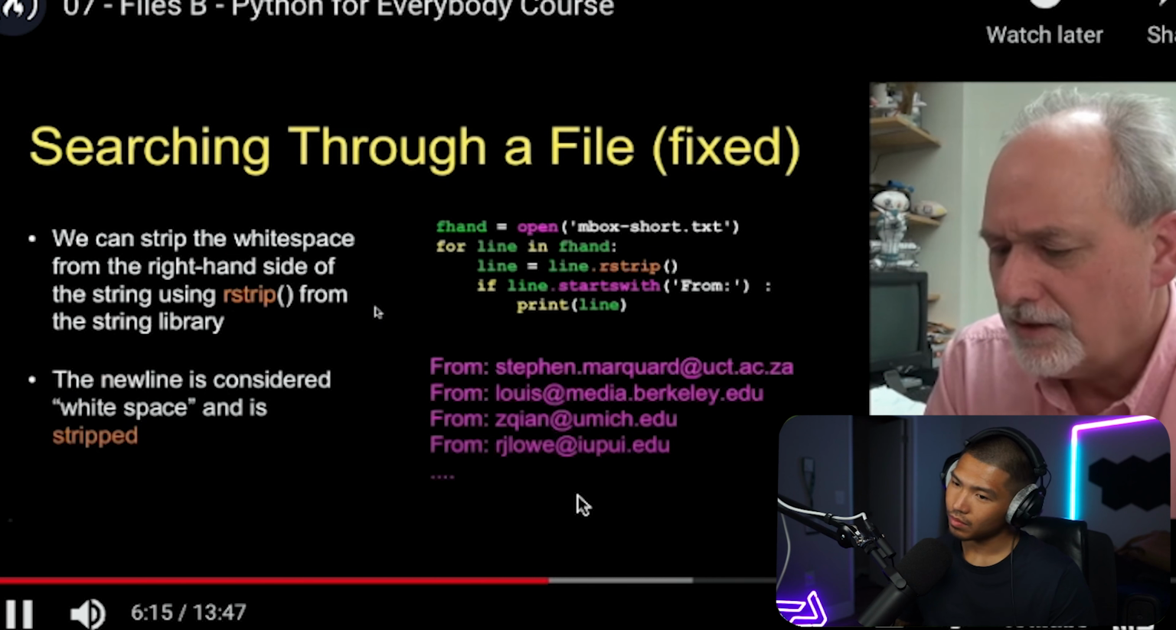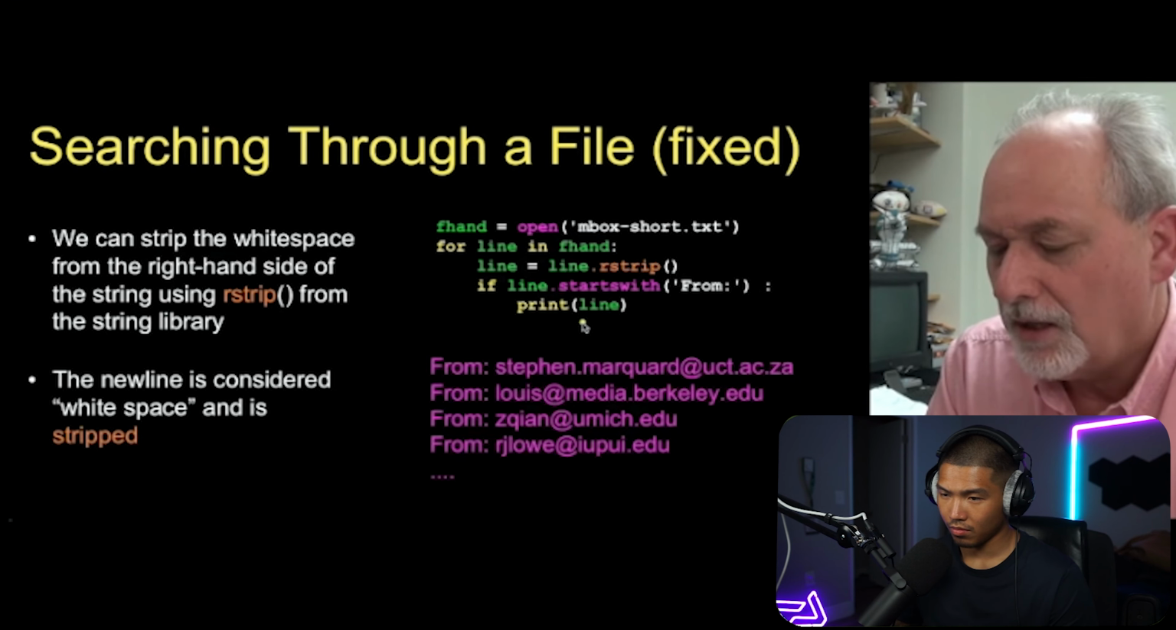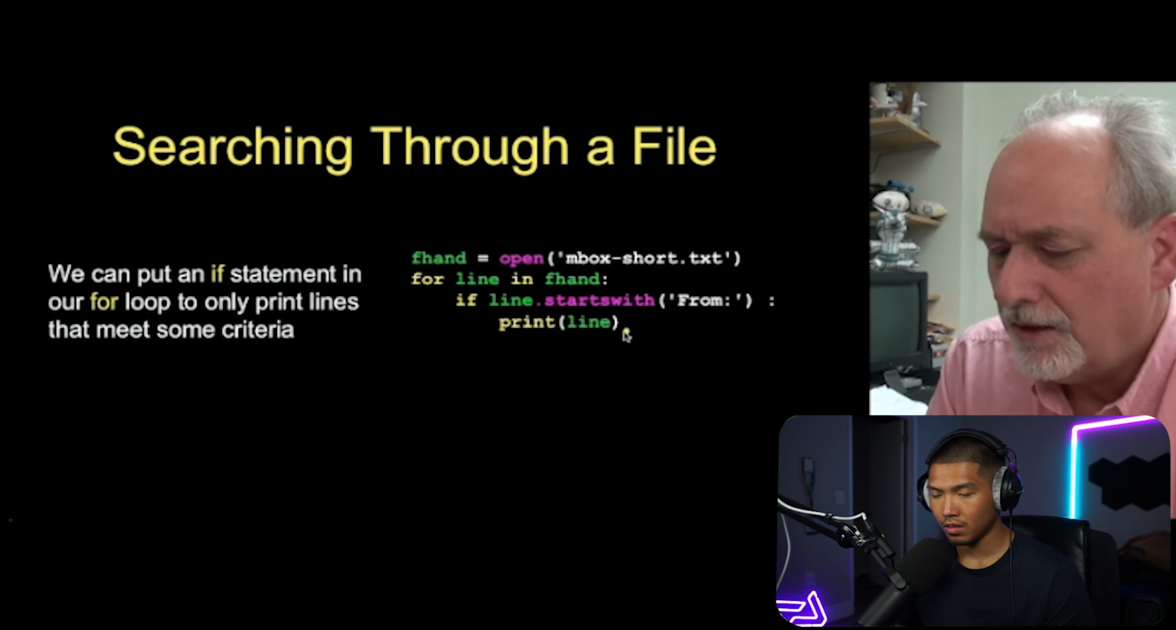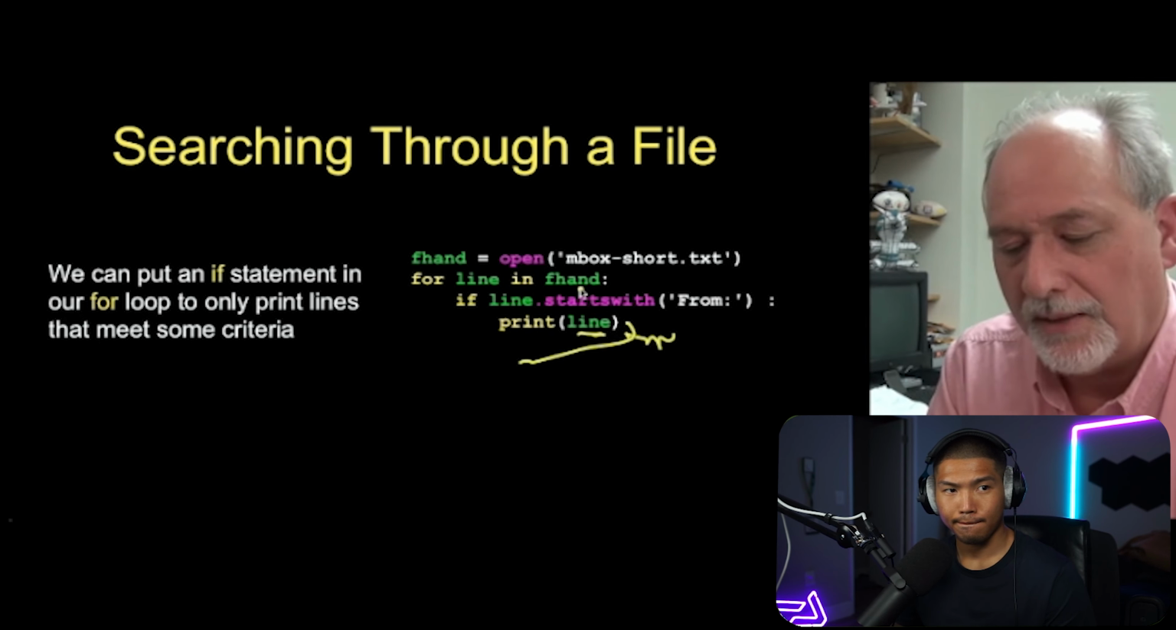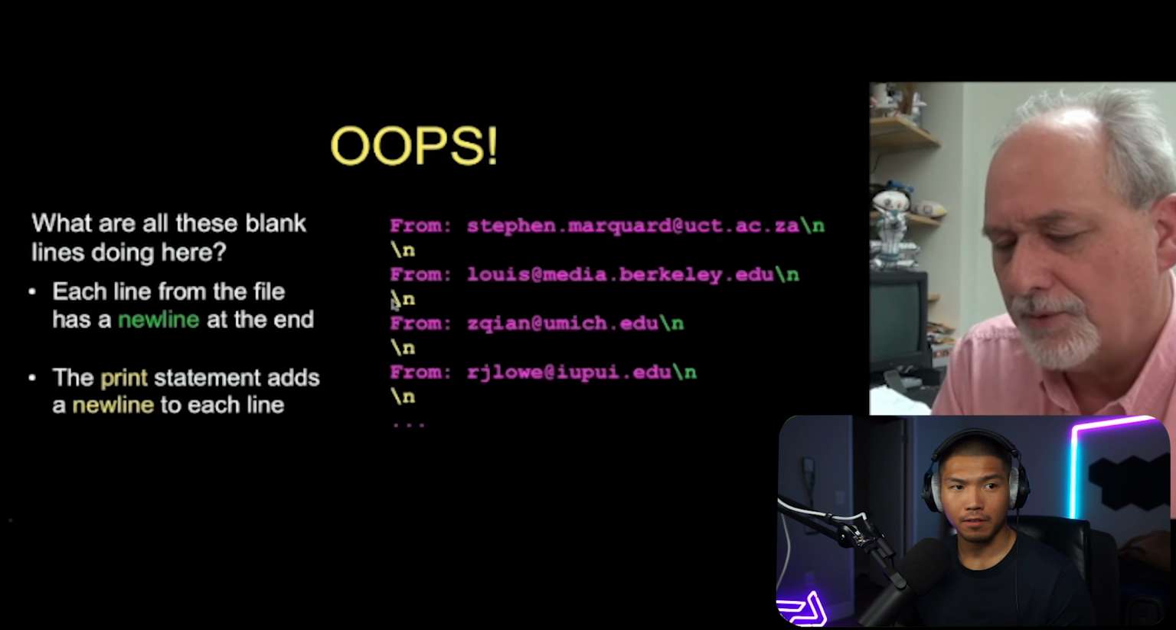So if we take a look at the code, this variable line has a new line in it. If we look at the code, there's a new line in here, and then the print adds another new line. So the print adds a separate new line. And that's how we get two new lines: the print statement's new line and the new line from the file.